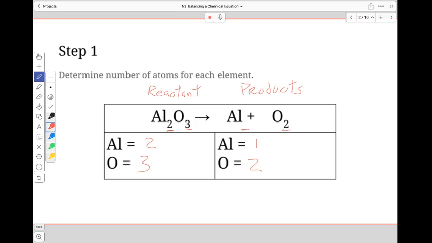So the first step you have to do is identify or count the number of atoms that are present at the beginning. Questions about that?